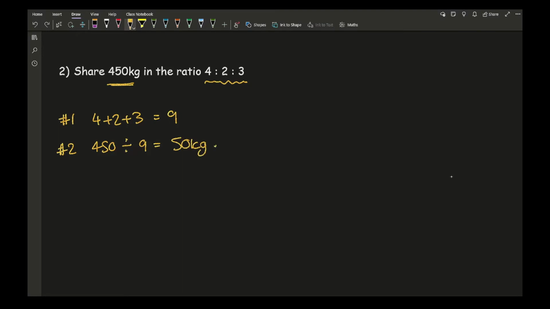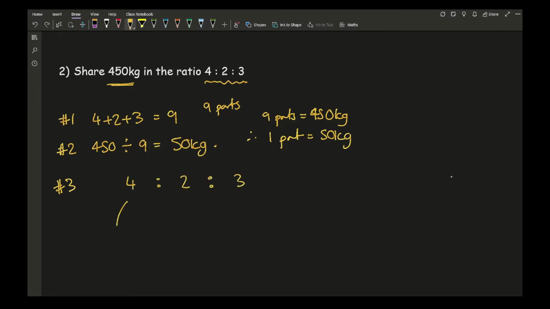So what I've done, and I'll just go through this, is in total I've got 9 parts. So 9 parts equals 450 kgs. Therefore 1 part is going to equal 50 kilograms. And then the third step, all I need to do is write down the ratio and multiply these numbers by 50.